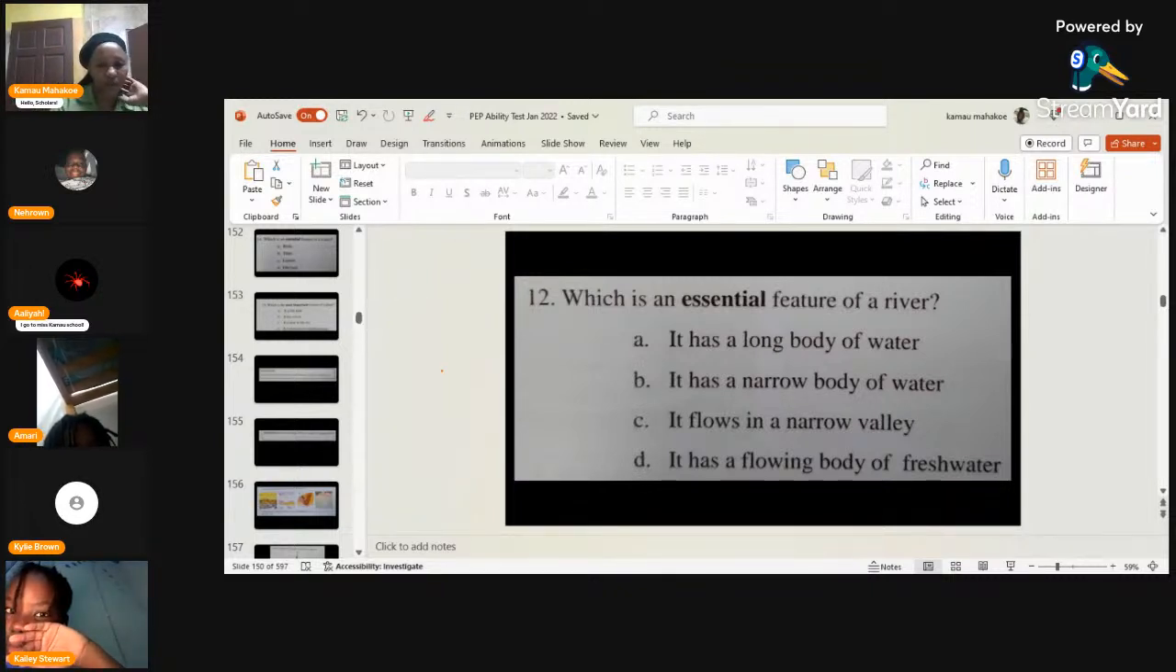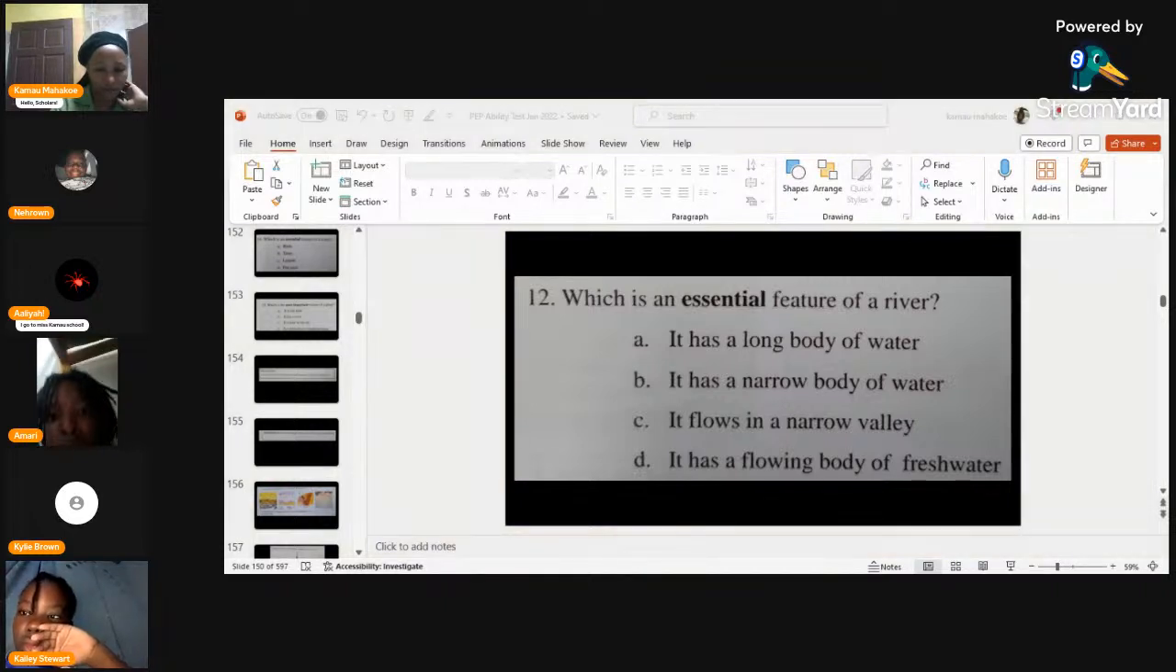All right, which one of those is the most important feature to define a river? Without this, there is no river. Think of it that way. Without this feature, you can't say the thing is a river. Which one of those? Which would you say is the defining feature? Miss, I would say D. Read it. It has a flowing body of fresh water.